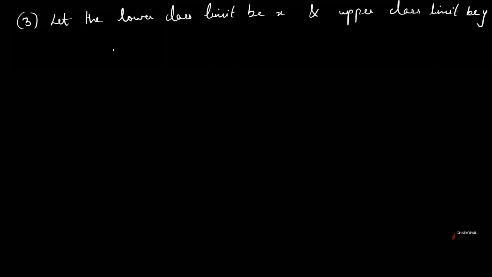So, okay. Let the lower class limit be x and the upper class limit be y. Okay. So class mark is equal to what? What is the formula for class mark? Lower class limit plus upper class limit upon 2.